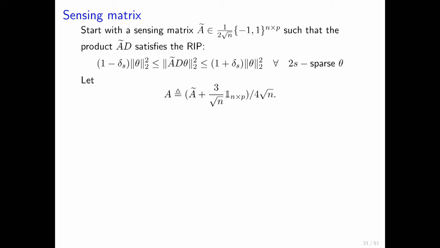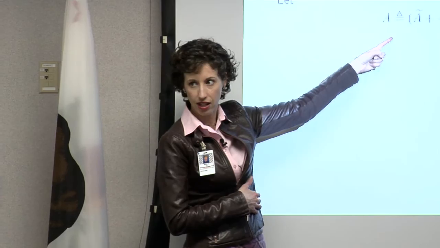And so what we're going to do when we think about a physically realizable system is take that A tilde, add an offset, and rescale it. And this new A now has the same general structure as A tilde, but it satisfies all of our physical constraints. So let's think about what this is doing.